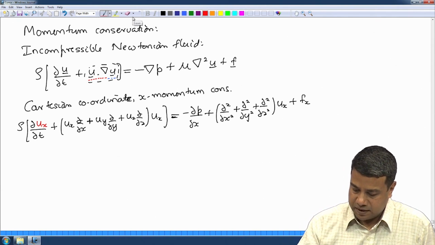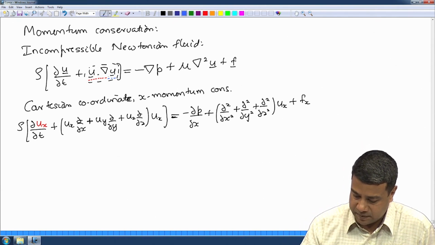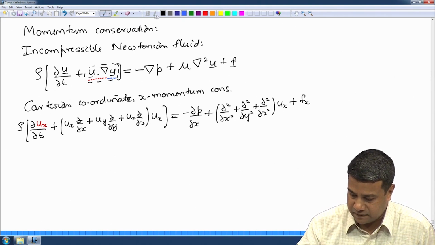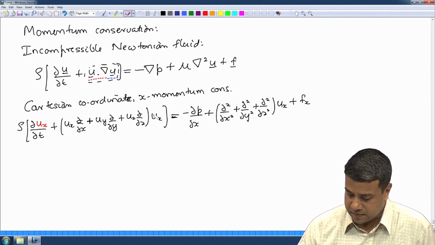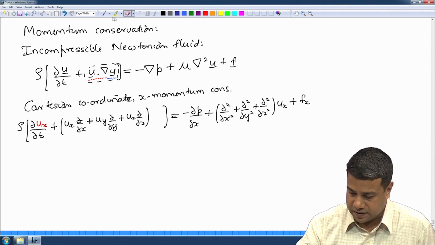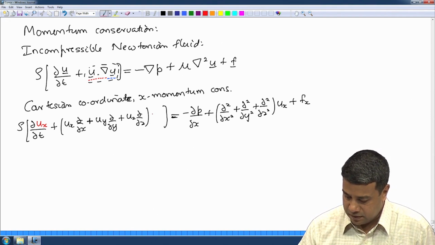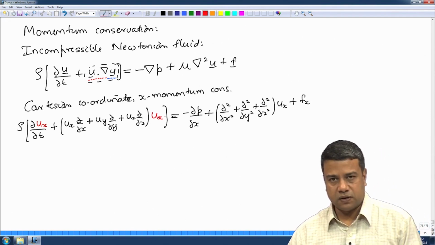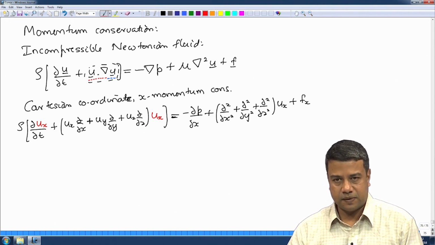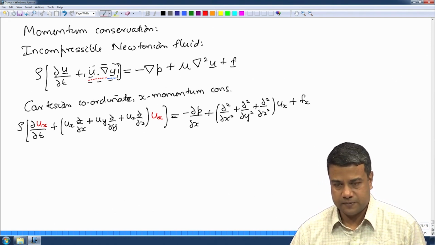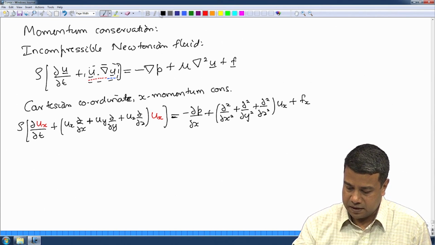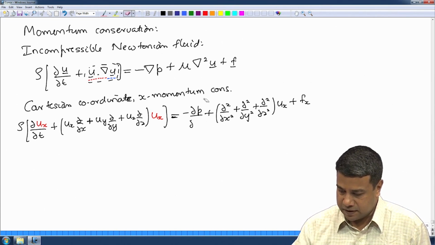In the second term, the direction comes in the velocity vector itself. Therefore, the direction comes in here in the velocity u x. This u dot grad scalar operator operates on u x. In the pressure gradient, the direction comes in the direction of the gradient.